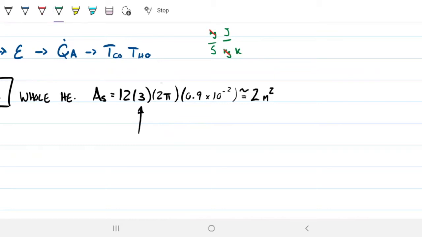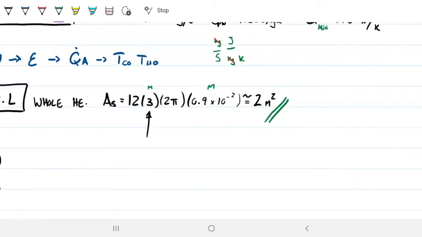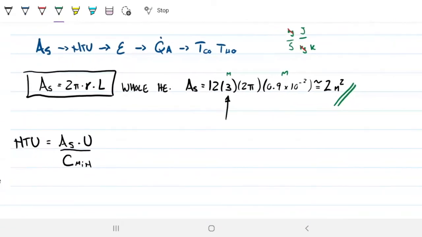This is meters squared because I'm multiplying 3 meters with 0.9 meters. So this is from the radius, this is from the length of each tube. And I get the 2 meters squared. Okay, so that's what I was missing to be able to calculate the NTU. So the number of transfer units will be the 2 meters squared times my overall heat transfer coefficient that we were given in the start, and that's 340.